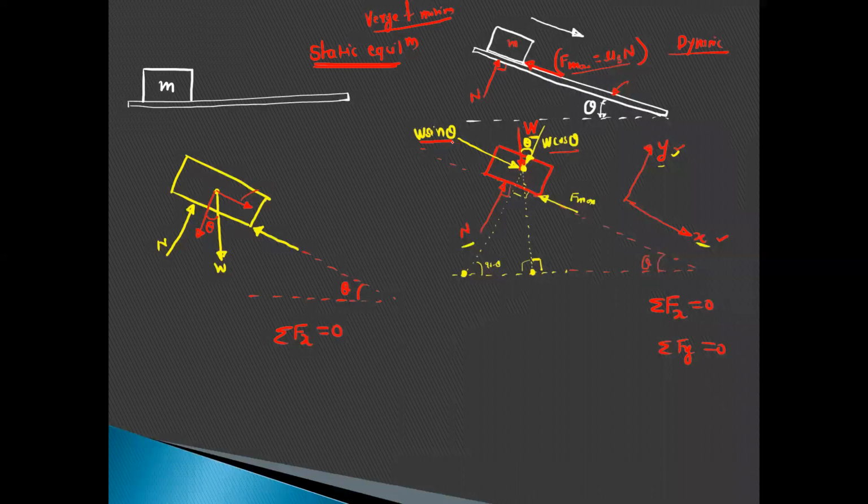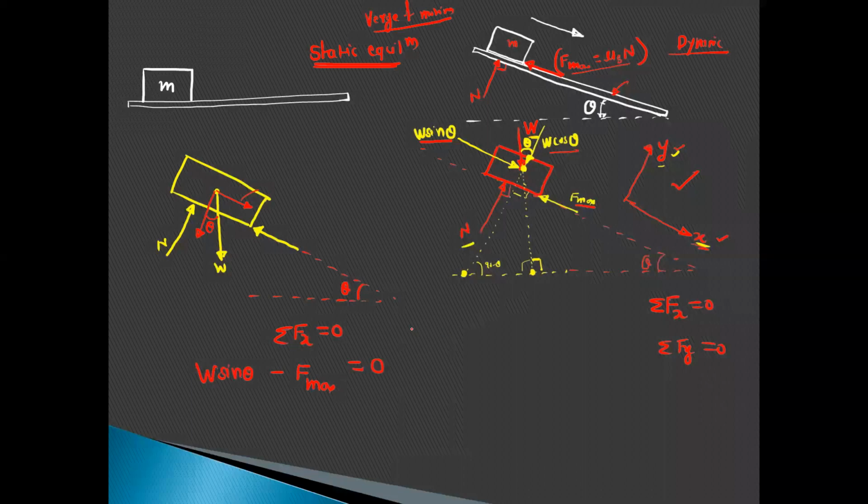Here W sine theta is acting in the positive x direction, so we have to consider this reference axis. I will write here W sine theta, this is positive. This F max is negative, so minus F max, this is equal to 0. Only two forces in the x direction.